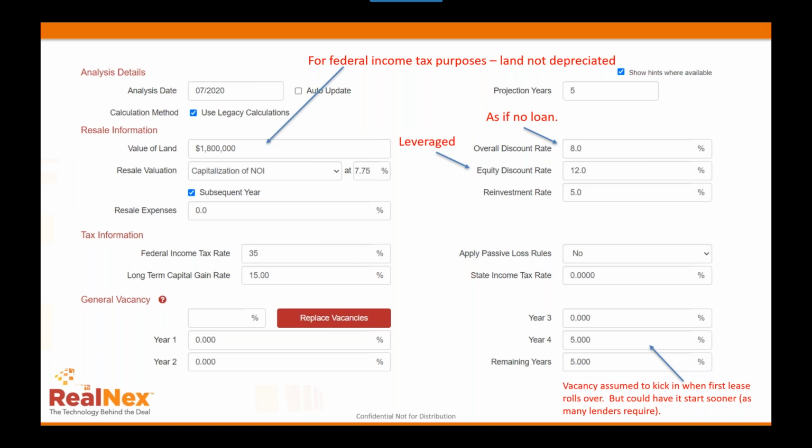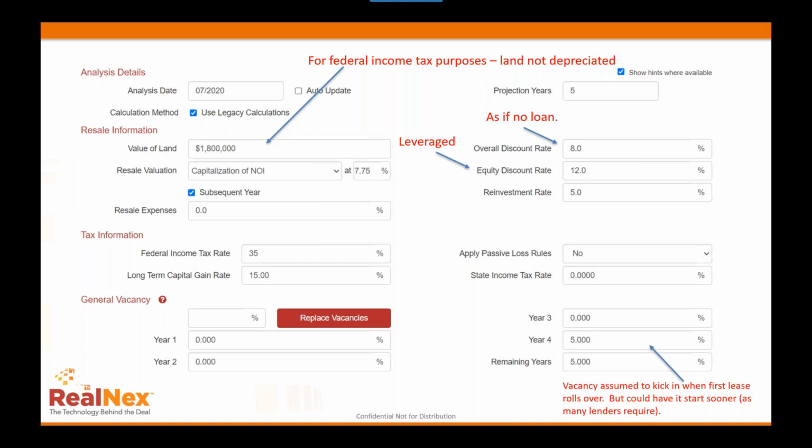Passive activity loss rules have to do with whether you have other taxable income that would be offset by any tax losses you have when you invest in this particular property. So if you have other properties that have taxable income, you could apply the passive loss rules to it. Otherwise, just say no. Probably in most cases that's not something you need to worry about. If there's a state income tax rate in addition to your federal income tax rate that you want to take into consideration, you can also input that there.